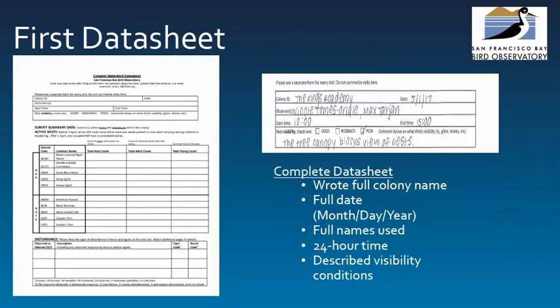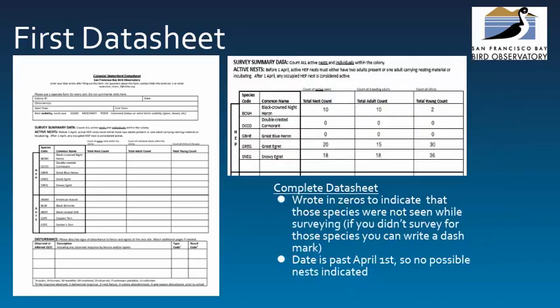This is what the first page of the datasheet will look like. In a complete datasheet, the whole colony name is written, a full date is used, full observer names are recorded, 24-hour time is used for start and end times, and the reason, if any, for poor visibility is reported. The second section will be to write the total nest, adult, and young counts. A complete datasheet will have zeros filled in, indicating that you were surveying for those species and did not see them. Leaving parts of the datasheet blank indicates that you do not know the correct value, so be sure to fill in zeros if you surveyed the area and saw no birds of a given species.